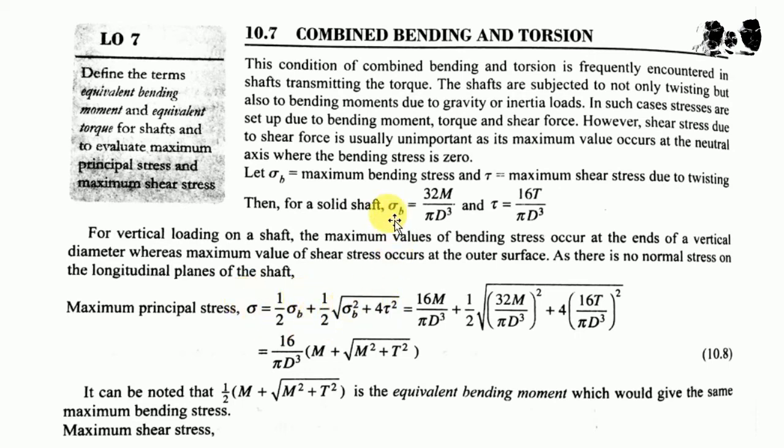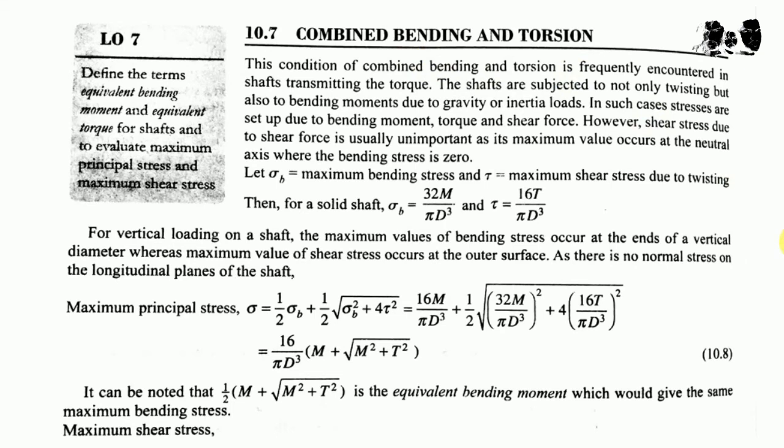By simply putting the values of sigma b and tau in this equation and solving it, we have the maximum principal stress, which is 16 upon pi d cube into M plus under root M square plus T square, where this portion, half M plus under root M square plus T square, is known as the equivalent bending moment, which would give the same maximum bending stress. So 16 upon pi d cube into M plus under root M square plus T square is the maximum principal stress occurring in the combined condition of bending and torsion.